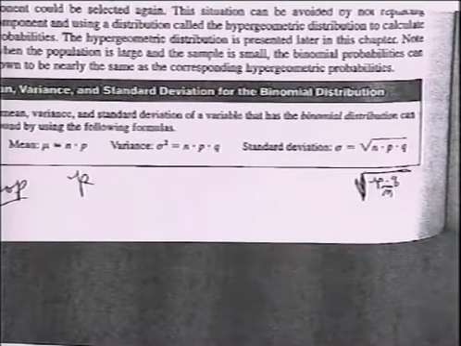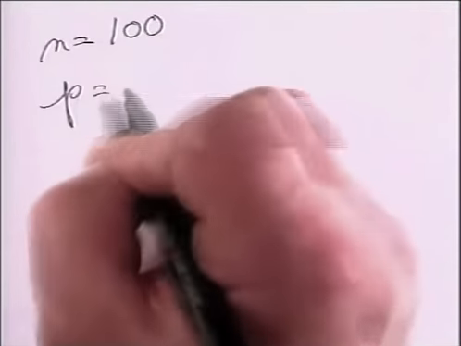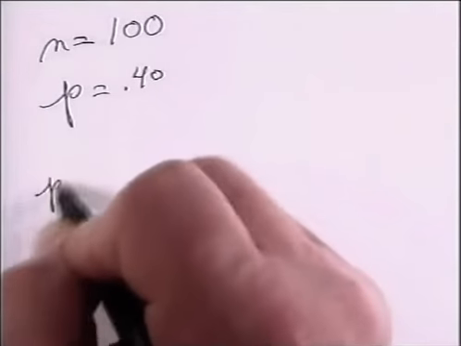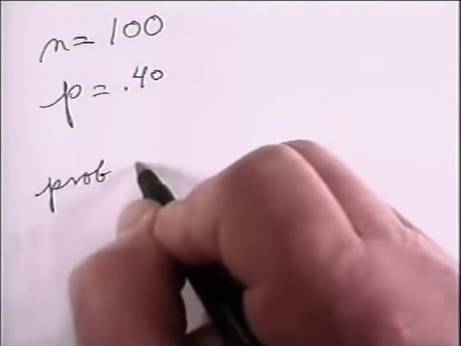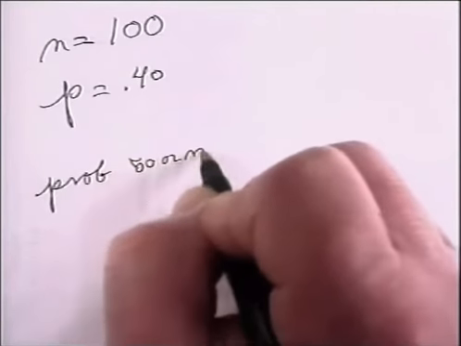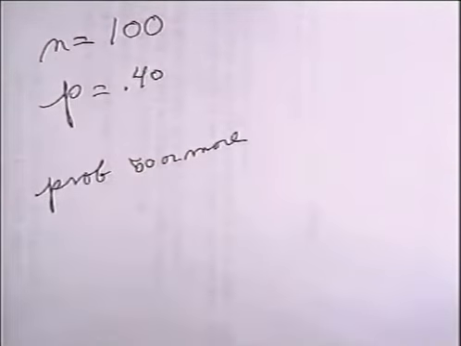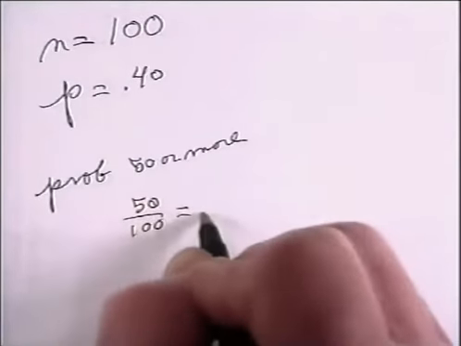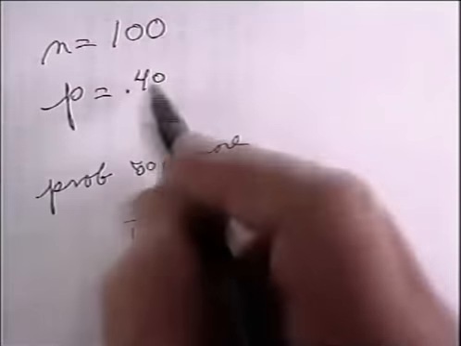Now, let me play a game here and do a quick little sample. If I have 100 people and a sample, and p equals 0.40, what's the probability that I have 50 or more? How am I going to do this? 50 out of 100 is 0.50.